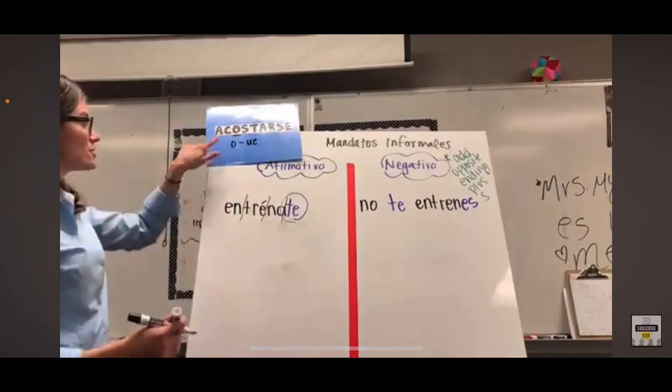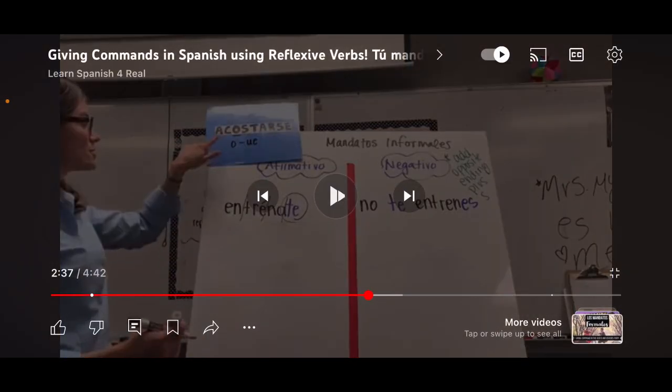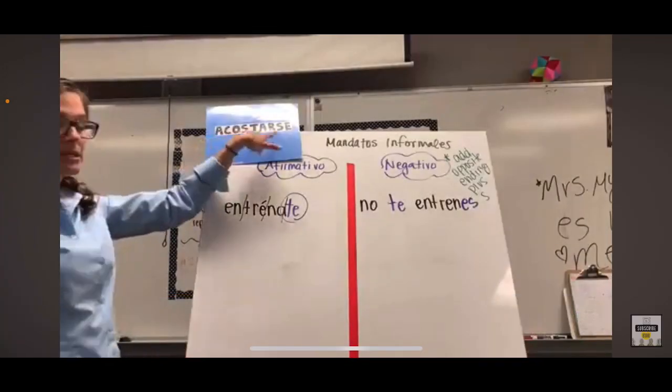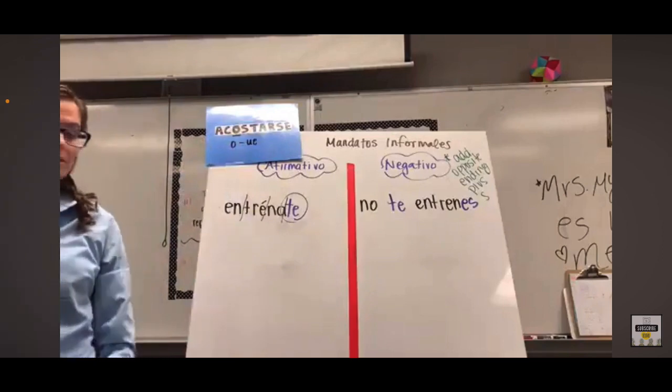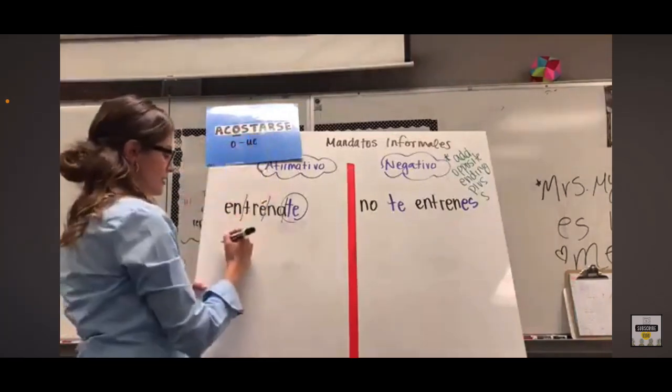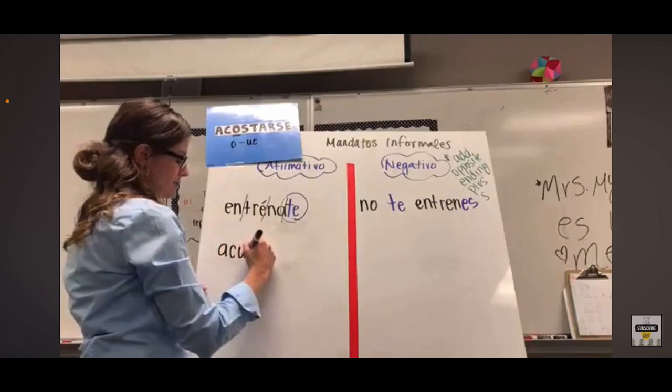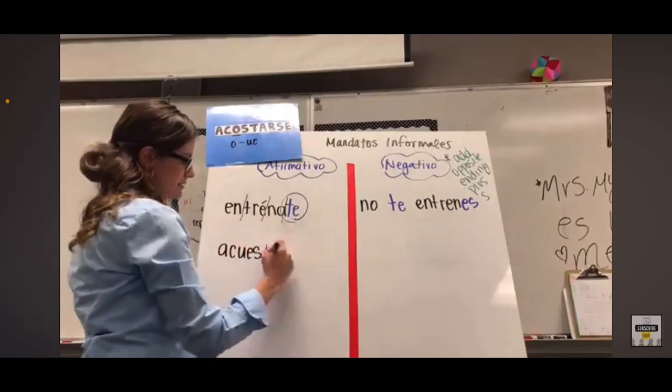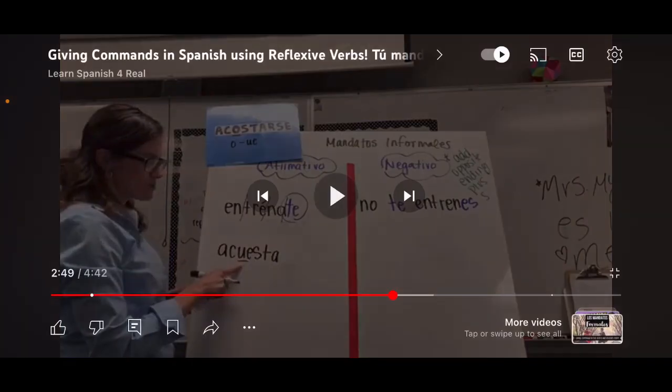So the stem changer for this one is an O to UE. So she's going to explain it right now, so pay attention. You just can't say acosta. You have to say acuesta. So for the affirmative command, it's going to be acuesta because we changed the O to a UE.